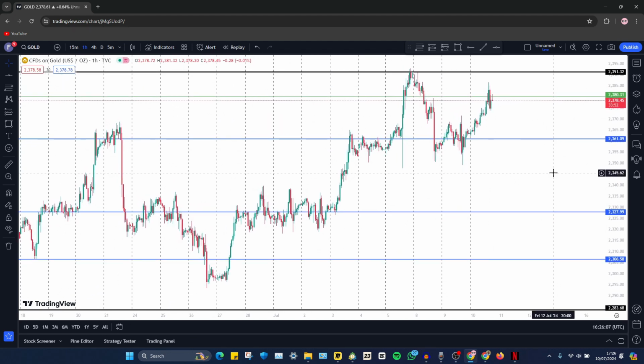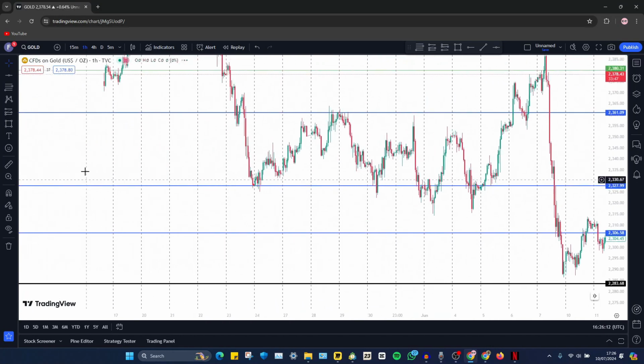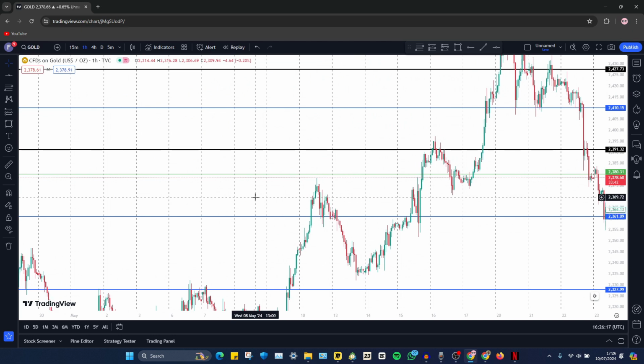Now, if you see from all the lines we've drawn, let's take it back so that you can see the advantages of support and resistance.